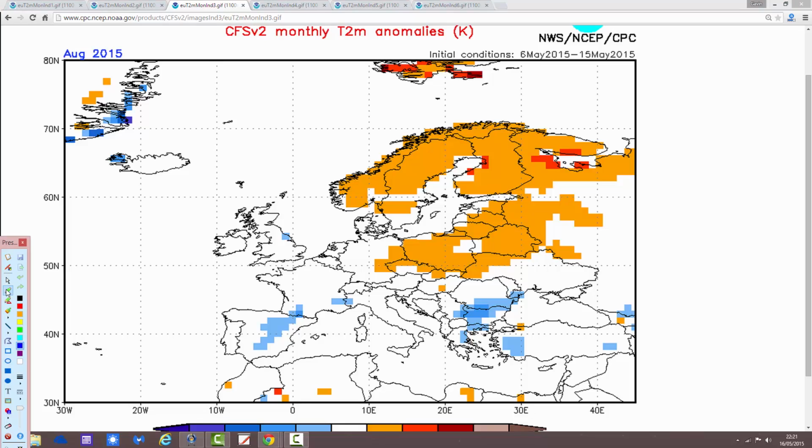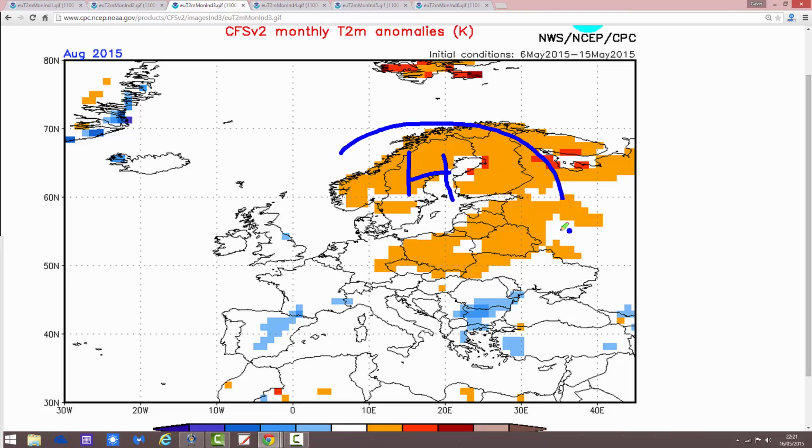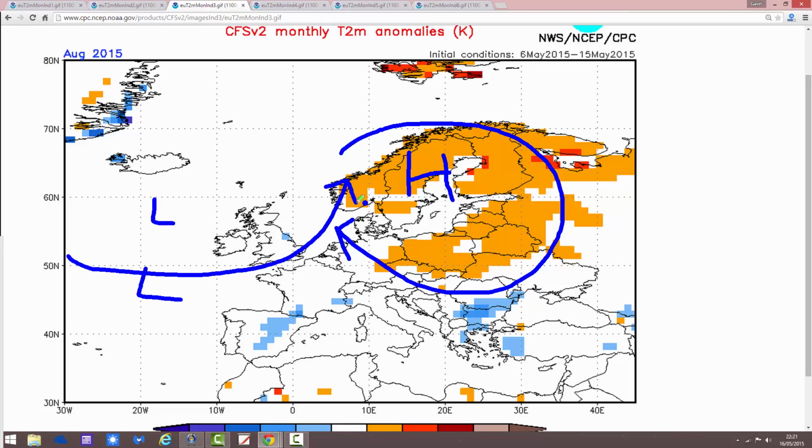That's because we've got this ridge, of course, sitting over Scandi, somewhere around there, and the flow is going something like that. Now, it's just a case of how active the Atlantic is. If we've still got areas of low pressure coming in with the jet stream off the Atlantic, then of course we're likely to be unsettled, and that would have an impact on the temperature.